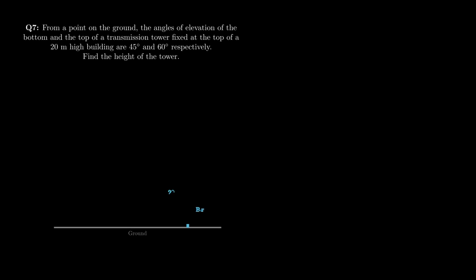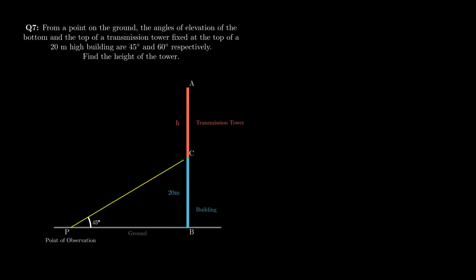Let's draw the diagram. We start with the ground and a 20-meter high building. On top of the building, we fix the transmission tower with height h. Point P is our point of observation on the ground. The angle to the bottom of the tower is 45 degrees, and the angle to the top is 60 degrees.